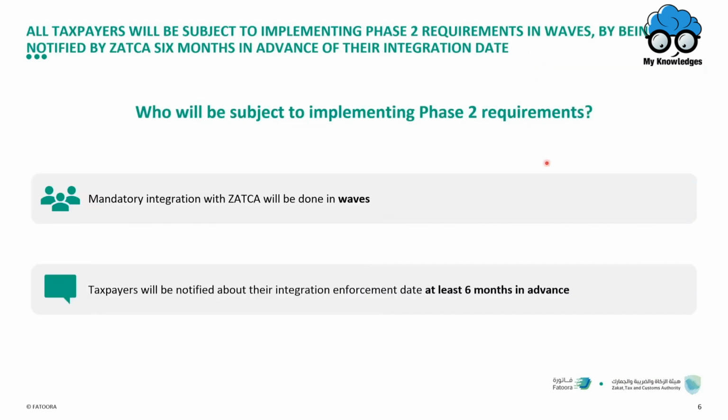So who will be subject to implementing Phase 2? Mandatory integration with Zatka will be done in waves. We announced wave 1 back on July 1st of 2022. Subsequent waves are yet to be announced. And whenever we announce a wave, we're going to give them a head start of at least 6 months in advance to prepare the environment to start integrating with the Zatka e-invoicing solution.